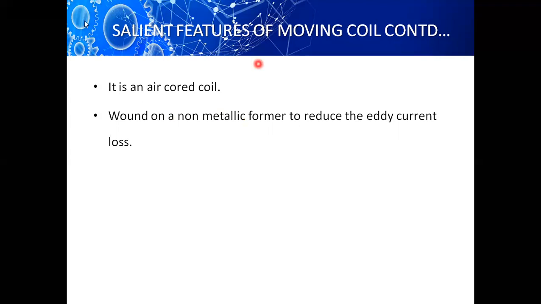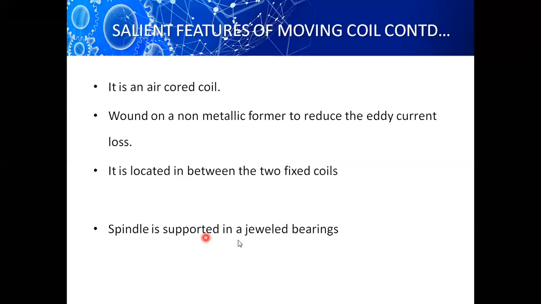Now we are coming to the features of the moving coil. We have a moving coil at the center of the two fixed coils. Its features are that it has an air core. It is wound on a non-metallic former to reduce the eddy current loss. It is located between the two fixed coils, and the spindle is supported on jewel bearings. The moving coil is attached to the spindle, which is supported on jewel bearings.